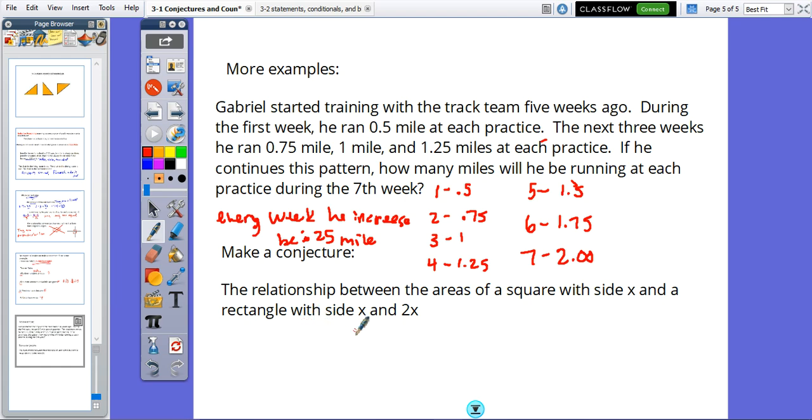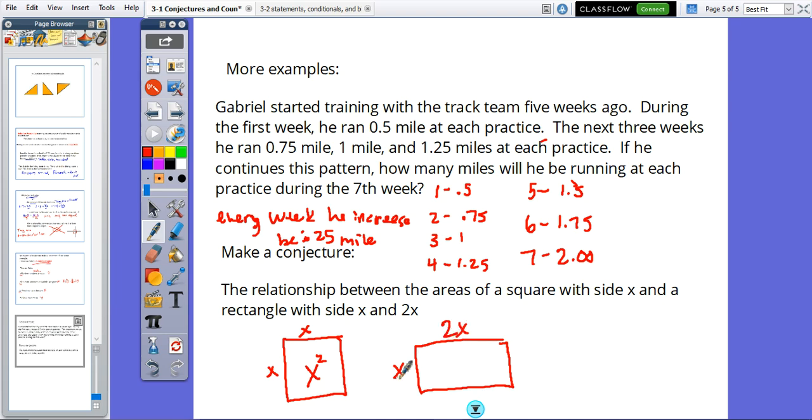All right. Now this one right here, the relationship between the area of a square with sides x and the relationship between a rectangle with sides x and 2x. So let's kind of just draw a square. So we got a square right here, has side x and x. So if you remember, to find the area of a square, we take side times side. So x times x is x squared. On a rectangle, the pattern's the same. Base times height, length times width. So we got a height of x and the base of 2x. We multiply those two, we get 2x squared.